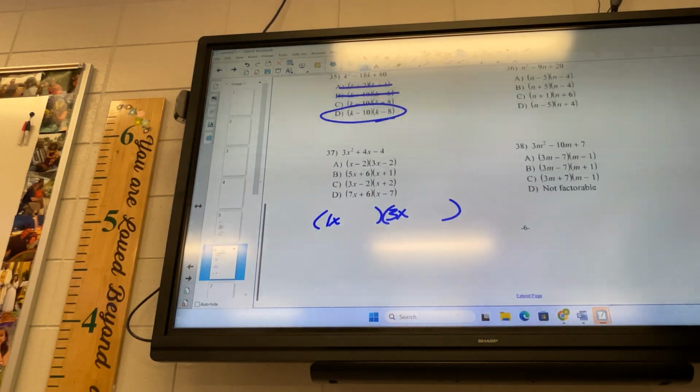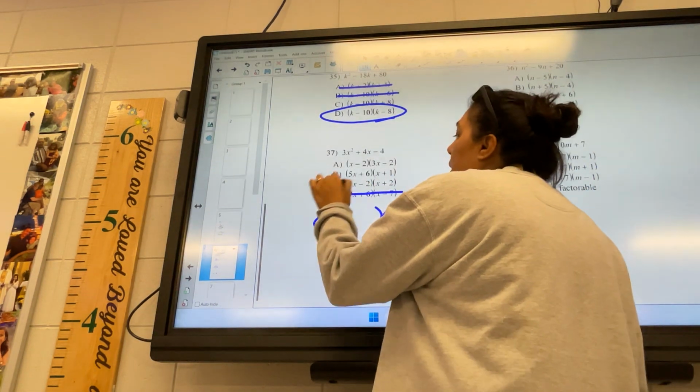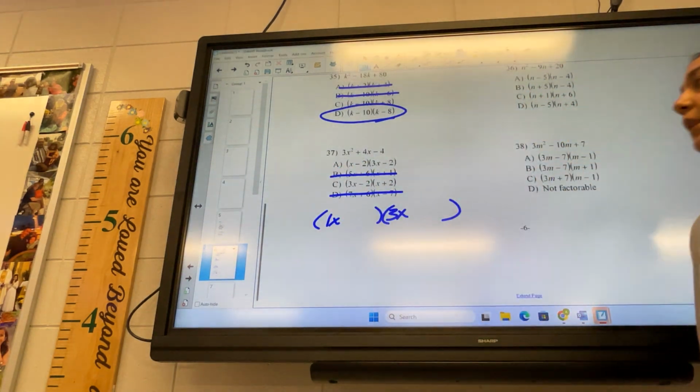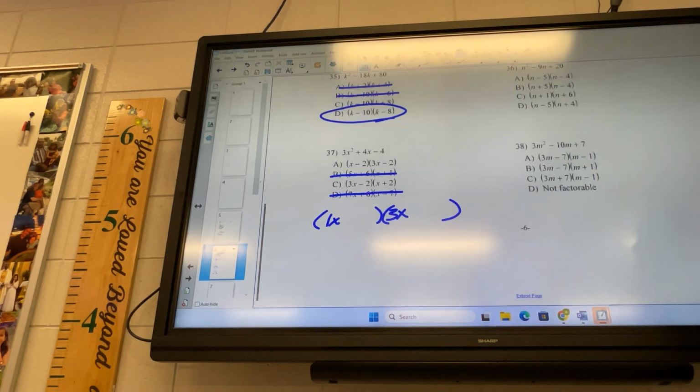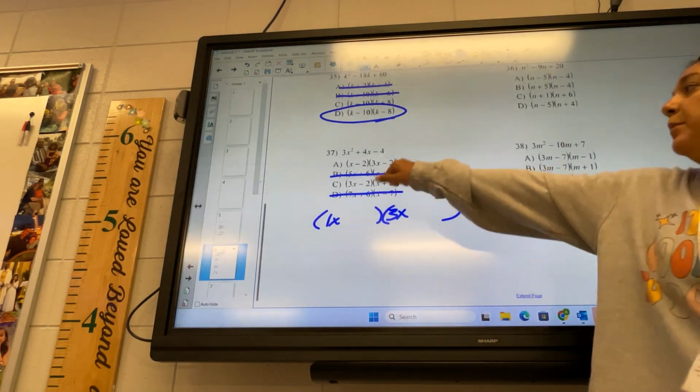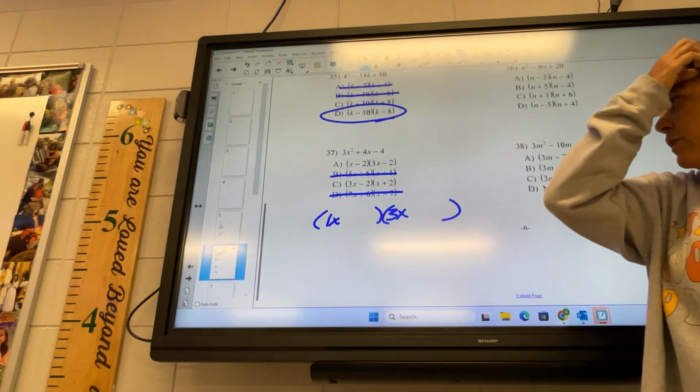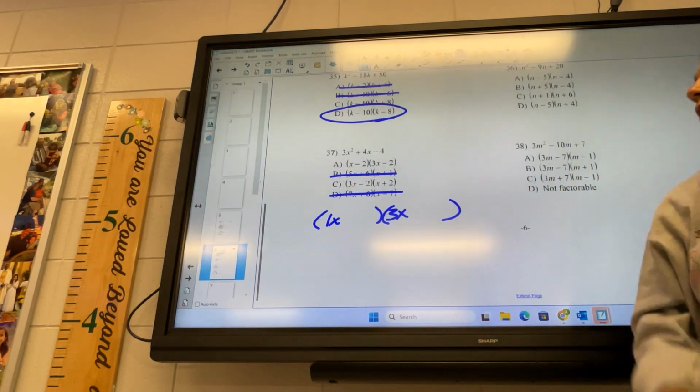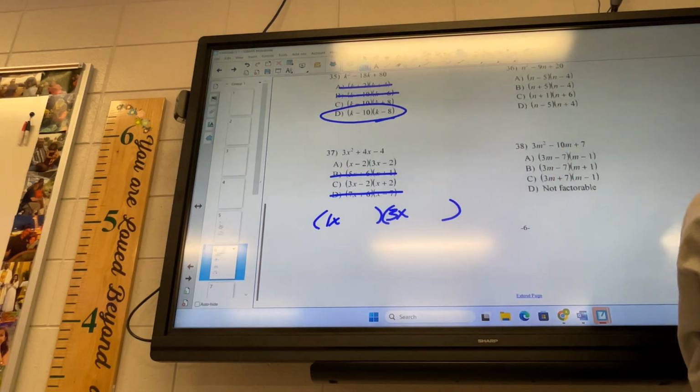So what can you eliminate? What can we eliminate? D. We can definitely eliminate D. What else? B. Okay. And then obviously we know based upon our numbers that it's going to be 2 and 2. Okay. And so it's just a matter of checking the outer, checking the inner from there. Okay.